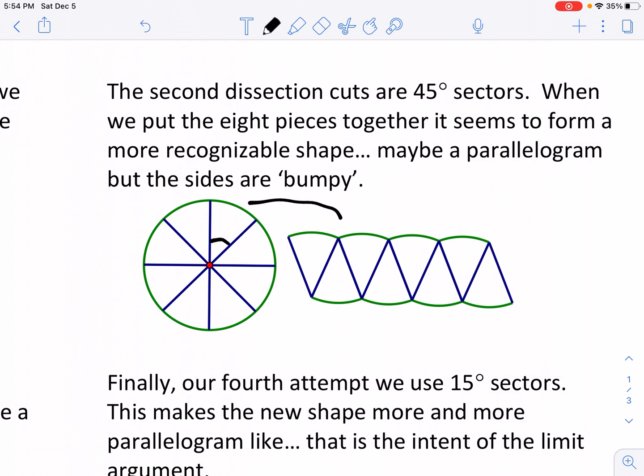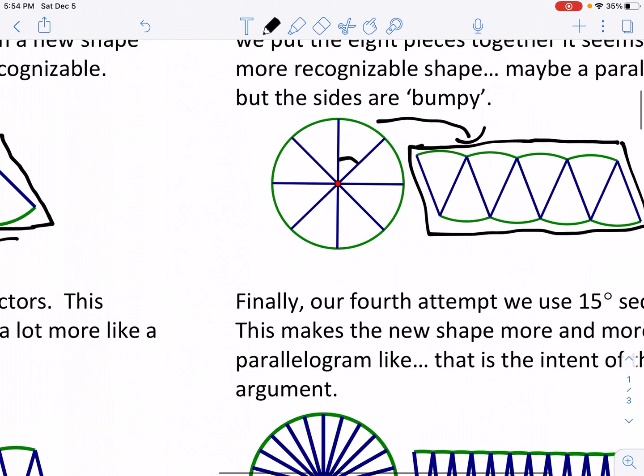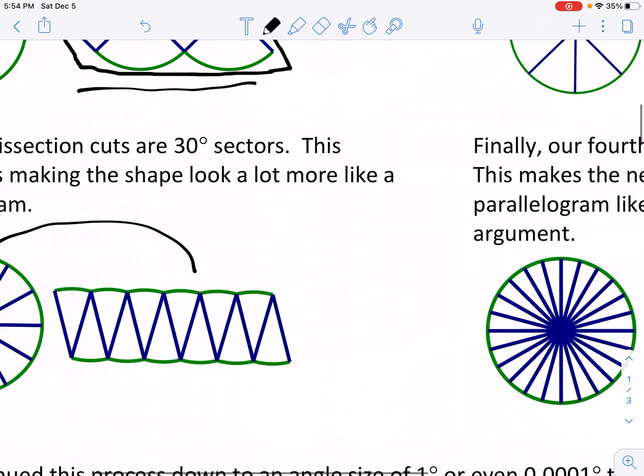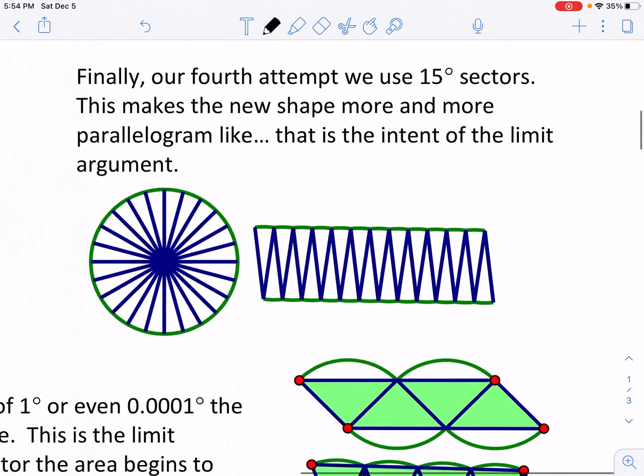Then we take those pieces and rearrange them. Notice it's starting to look more like a parallelogram, okay? Then if we cut them even smaller, so it's 30 degrees, and then we rearrange it, it's even closer to a parallelogram. And then if we cut it even smaller yet at 15 degrees, well, now it's definitely starting to look like a parallelogram, okay?